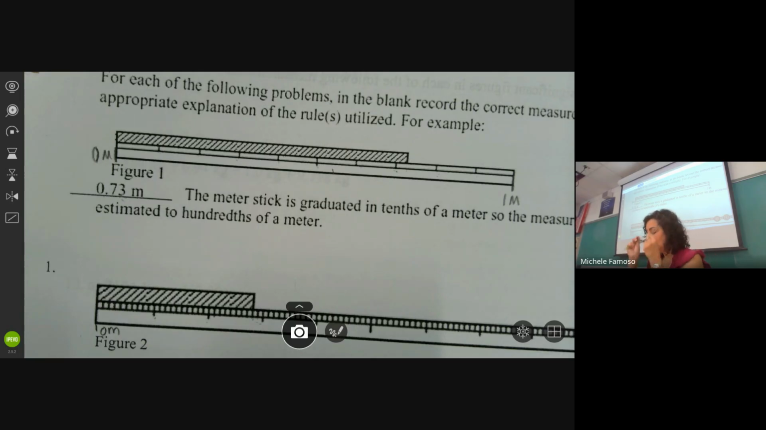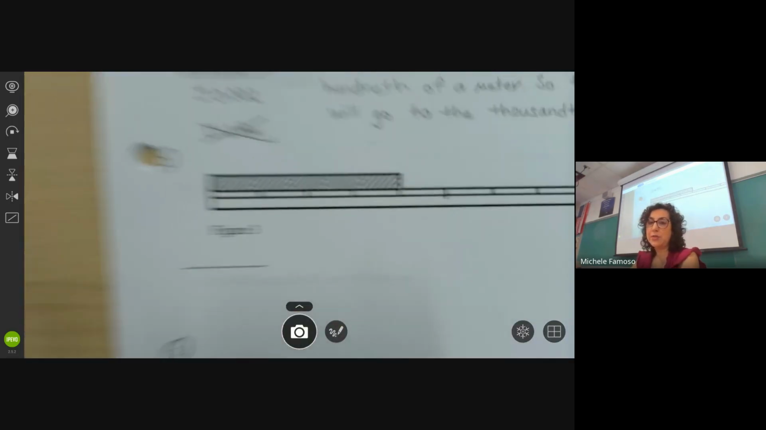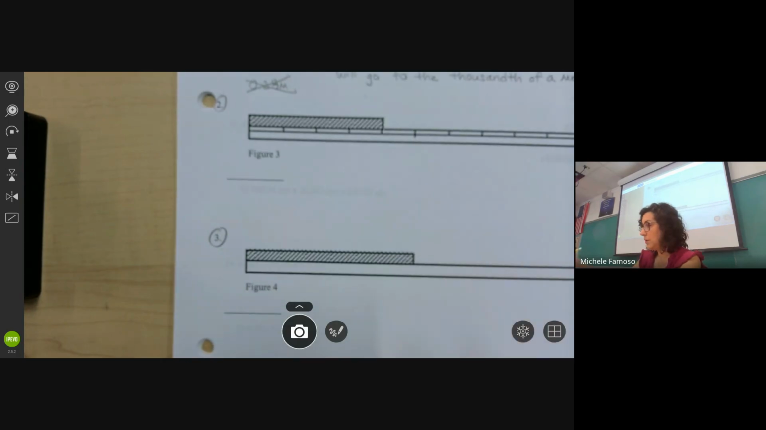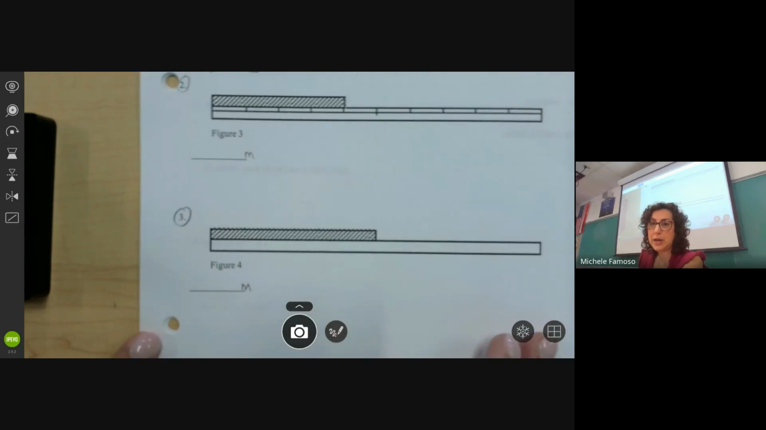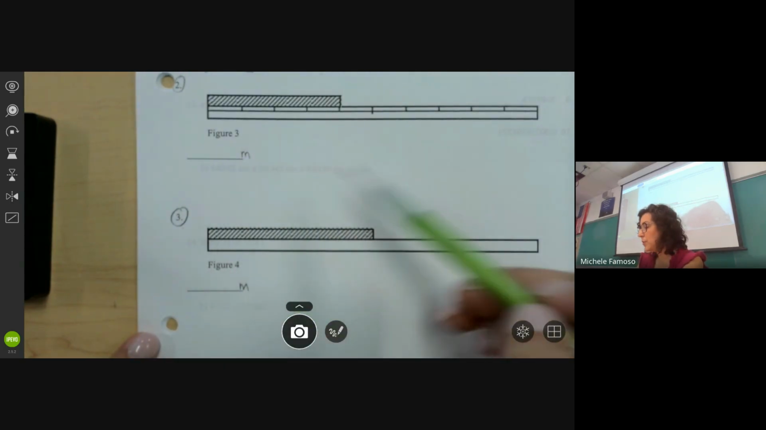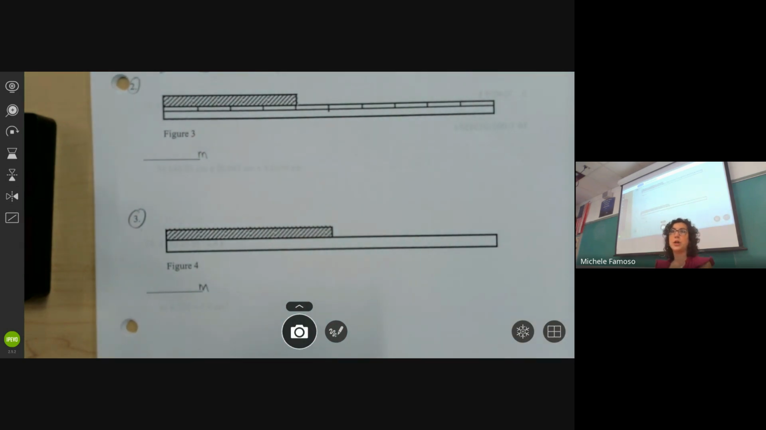Okay, let's look at the next two. I want you to try 2 and 3 now on your own. These are both in meters, so you can add the meters there. Not only are you going to give me the measurement, you're going to give me the explanation as to the precision that you are recording your answer to.